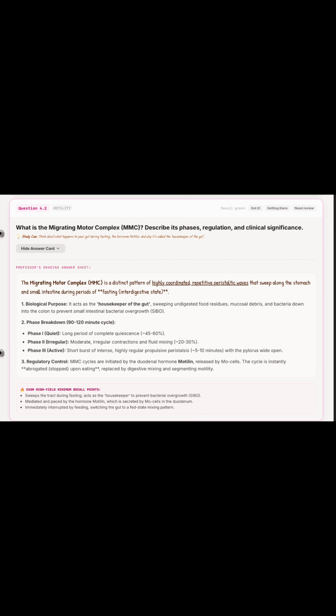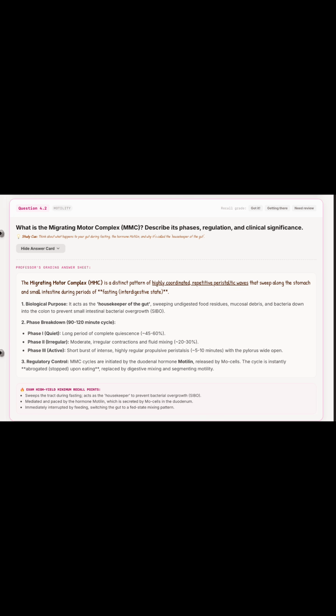And phase 3 is the active one that causes intense peristalsis. So this is a short burst of 5 to 10 minutes of powerful regular propulsive contraction. Pyloric sphincter opens wide to clear the large debris.